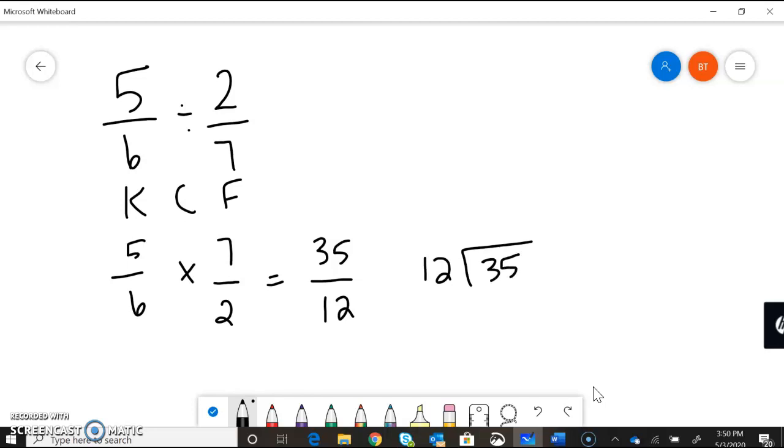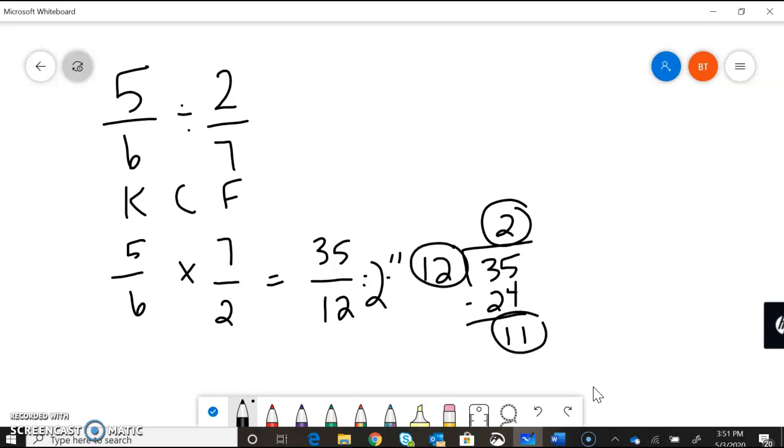So 12 can go into 35 2 times, give us 24. We end up with 11 left, and we're going to stop there. So that means 2 is our whole number, 11 is our numerator, and 12 is our denominator. So our answer should be 2 and 11/12.